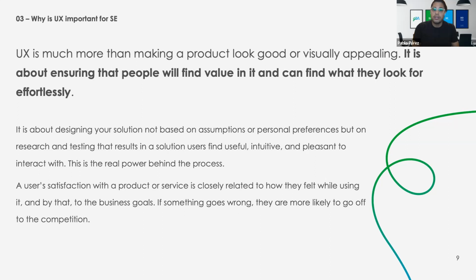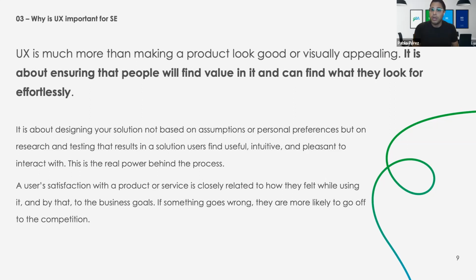User satisfaction with a product or service is very closely related to how they feel while using your product, and by that, to your business goals, because in the end, we all want to fulfill something with our products. All our products are based on solving a problem. And if we achieve that in a pleasant way, we can make sure that users are going to keep coming back, or they're not going to stop using our products.